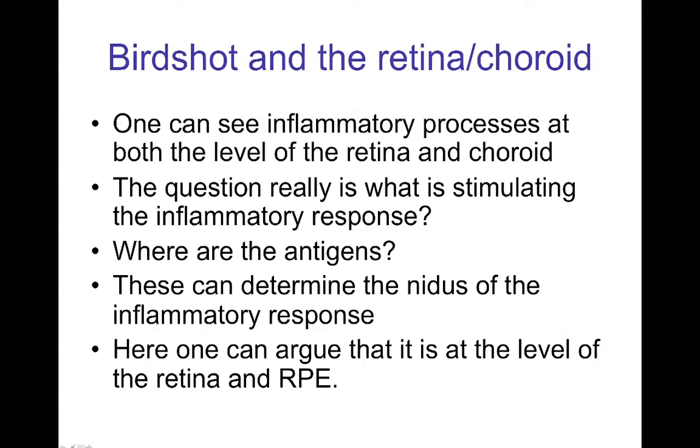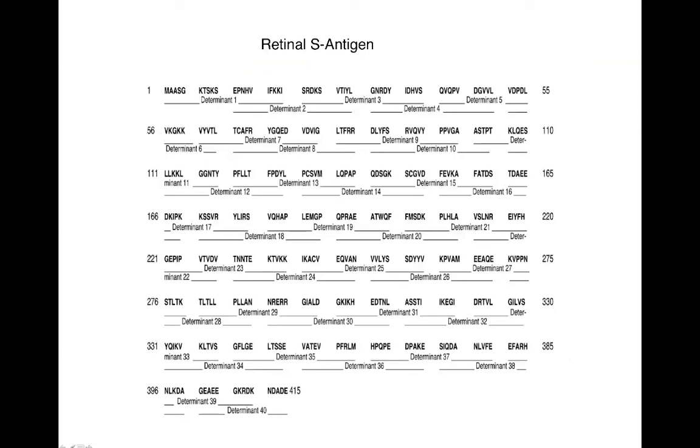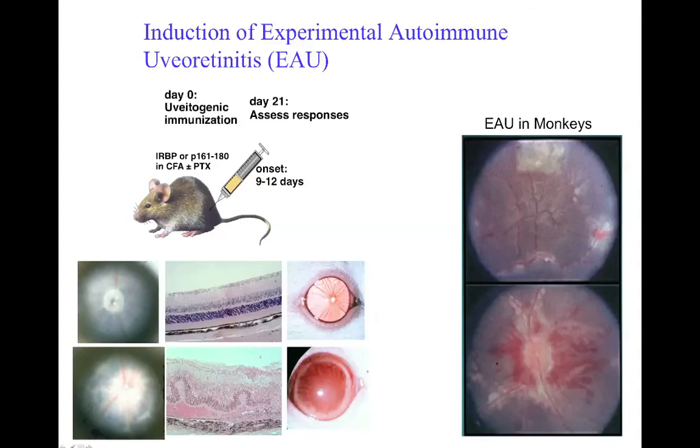Well, one can see then in Birdshot inflammatory processes at the level of the retina and the choroid. I'll show you photographs in a moment. The question is, what's the stimulating antigen? And in fact, that's what that previous photograph really showed. And so what I would like to show you is, I think, an important part of this story, and it has to do with retinal S antigen. This is part of the back of the eye. It's found in the photoreceptors of human retinas, and this has been very well characterized.